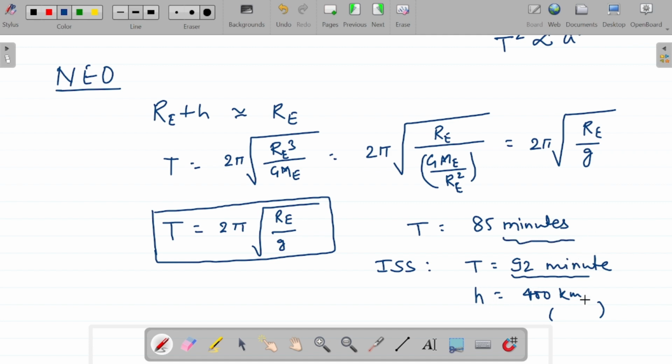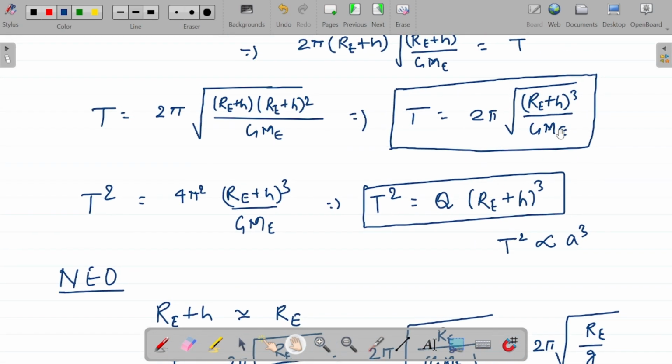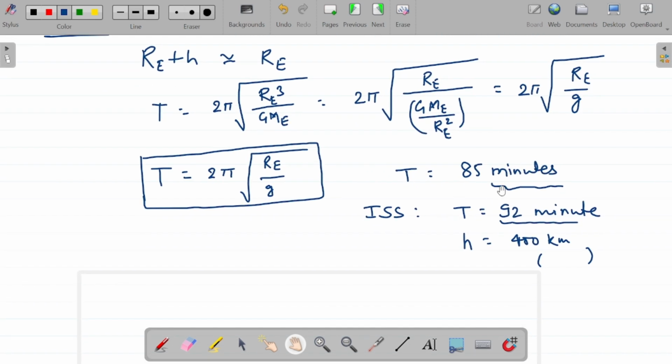Look, this h is also present here. If we are going to do a more precise calculation, this h is also present here, so the time period will vary with it. But this is an approximation where h is much smaller than the radius of the Earth. So this is the case, and this is a specific example.